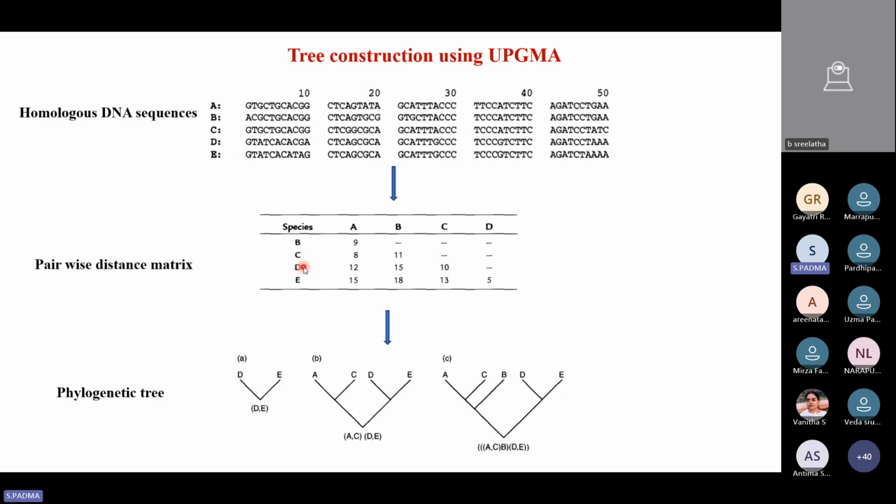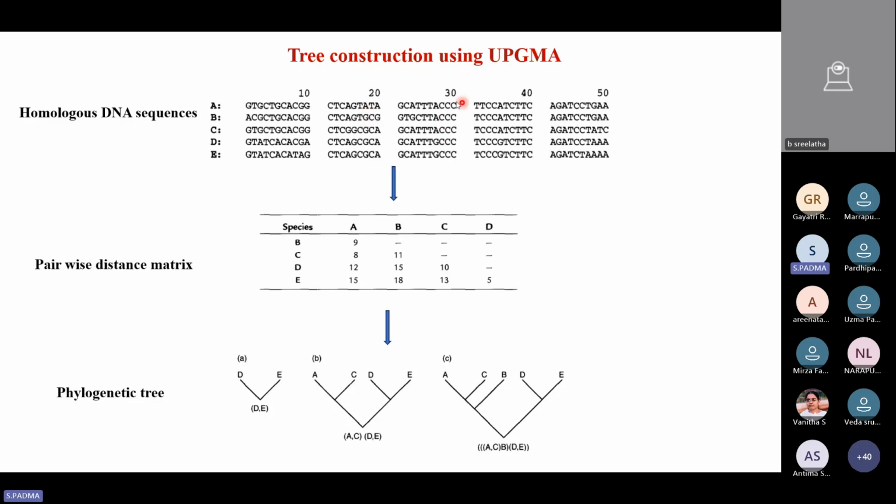How is this distance matrix constructed? It is constructed by comparing the sequence of A with the sequence of B. If you carefully observe these nucleotides, you will see that there are some 9 differences. The number indicates that there are 9 positions which are different between A and B. If you see this CTC, this is the same. You have a difference here, A to T, G to C.